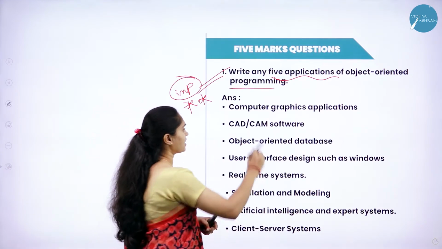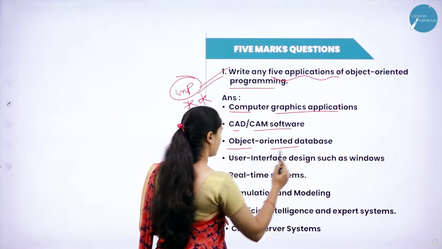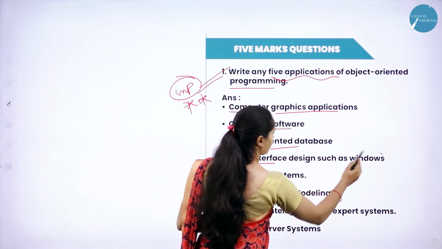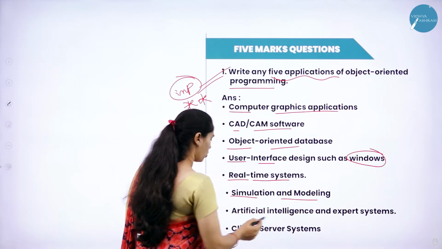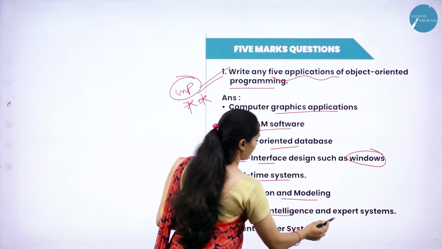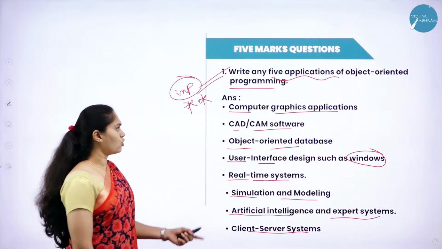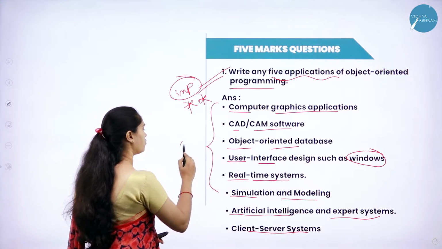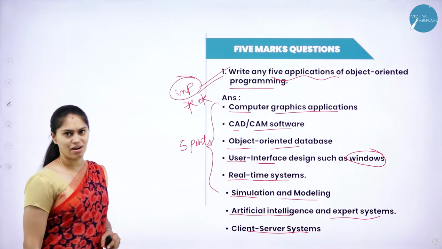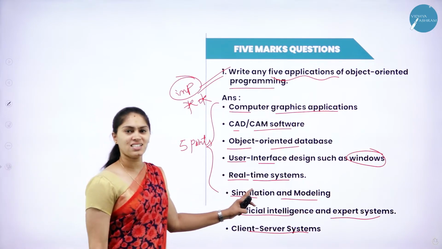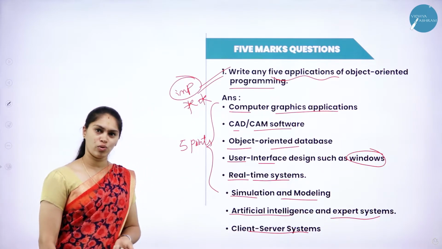So we can use it in computer graphics applications, CAD CAM software, object oriented database, user interface like Windows, and we can use it in the real-time system, simulation and modeling for the purpose of artificial intelligence and expert system, and in the client server system. Out of this, if you have written any 5 points, that is going to help you in order to fetch 5 marks. Okay, this is very easy. Don't miss this question. This is what applications of OOP.